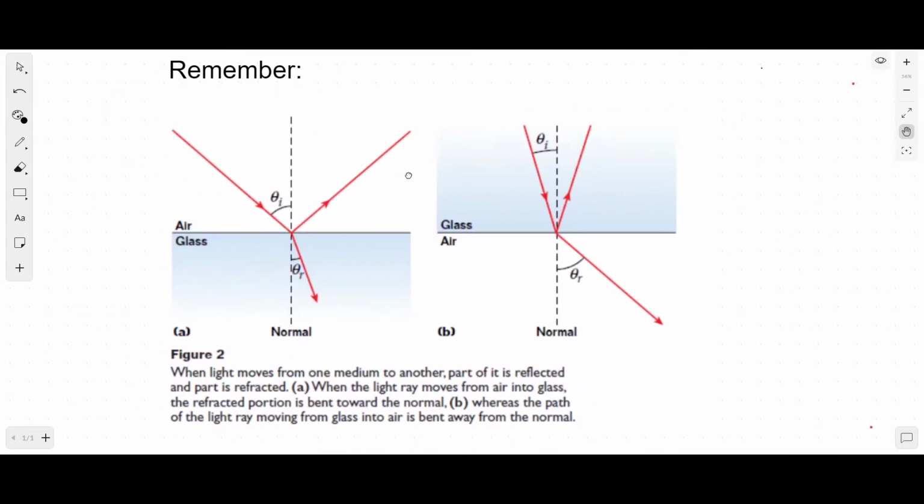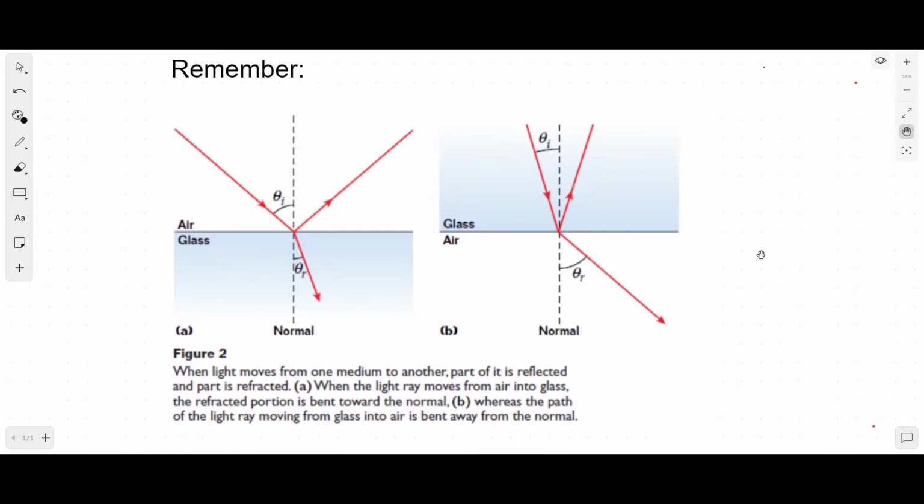Now, starting off, I want to remind you of the two ways that light can refract, and what I mean by this is bending towards the normal line or bending away from the normal line. And this happens depending on if you're going from a less dense to a more dense medium or from a more dense medium to a less dense medium.